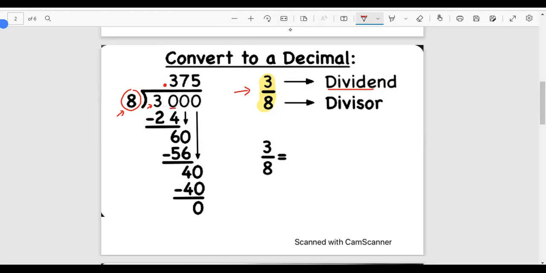Now I have 30 and 8. So 8 multiplied by 3 is 24. So I have 3 here.